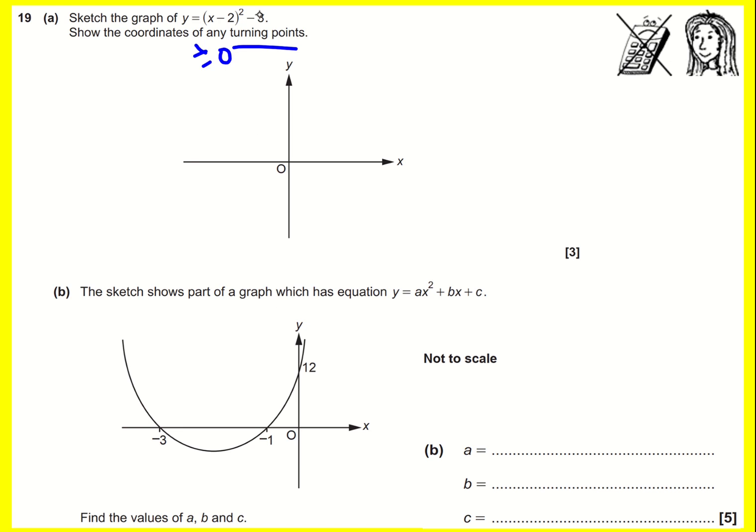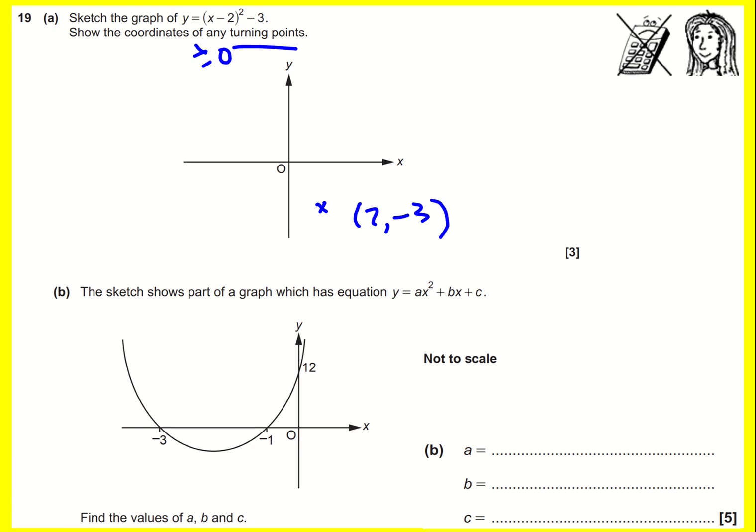Now, when is it going to equal -3? It's going to be when this bracket is 0, so it's going to be when x is 2. And therefore, we're going to get 2, -3 is the minimum here. Why did I write -2? 2, -3.